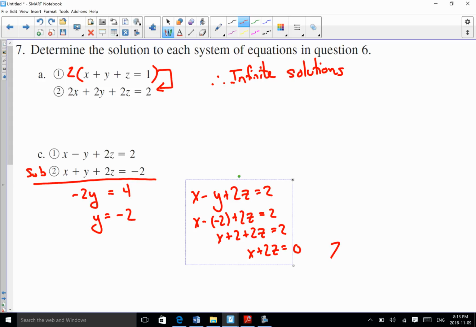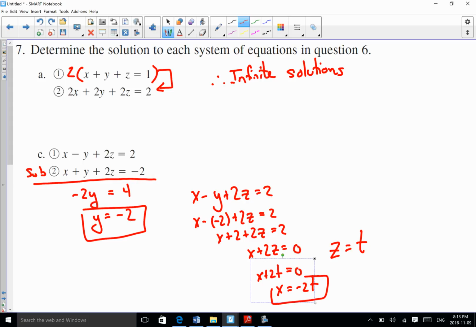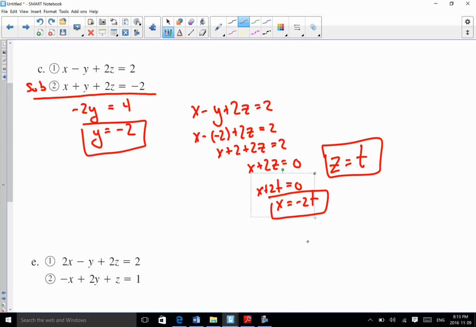So here's where that parameter comes into play. That's that z equals t. Now I can keep going. I get x plus 2t equals 0, or in other words, x equals negative 2t. So now I have a solution for this line. It's in parametric form. So you could write it as vector form if you wanted to. You could say that r equals an x value of 0, a y value of negative 2, a z of 0, plus t in the direction of negative 2, 0, 1. It doesn't ask you for vector form, but you could put the vector form if you wanted to. Parametric is just fine.